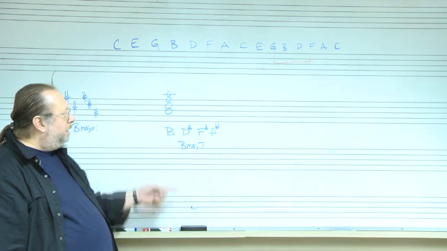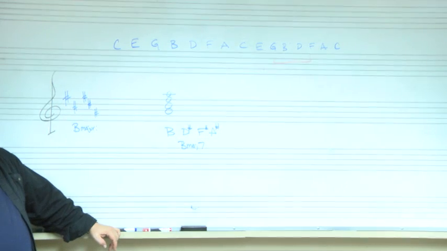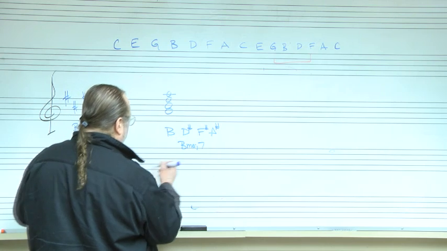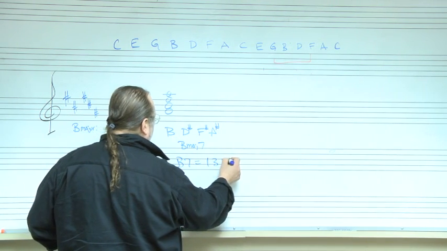Yeah. Now what if we want to make that into a B7? What's a B7 formula? A B7, dominant 7. You have to flat the 7. Flat the 7, right? So you make it a dominant 7, B7 equals 1, 3, 5, flat 7.